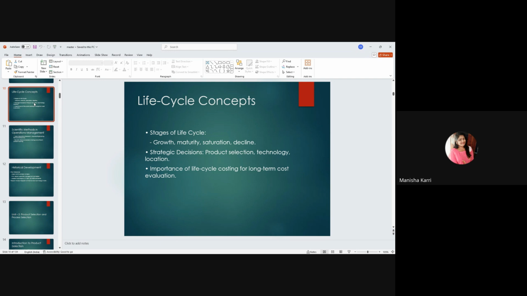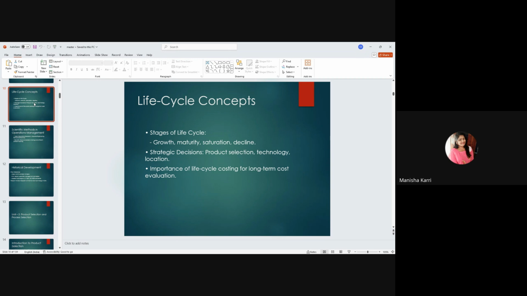Coming to maturity, sales will reach their highest point and the product becomes well known. It focuses on keeping costs down and finding different ways to stand out from competitors. Coming to the saturation point, here sales will slow down because there are too many similar products on the market. It focuses on keeping the product interesting and finding new customers or markets.